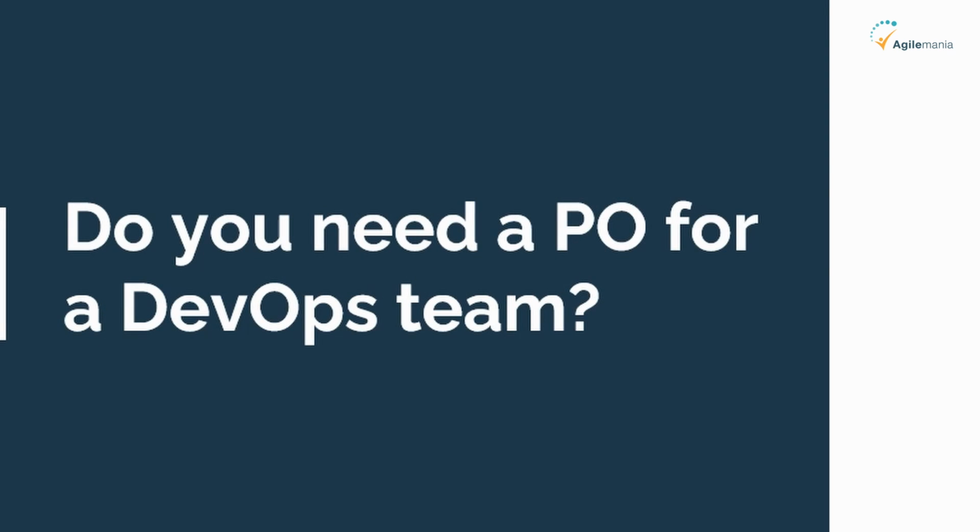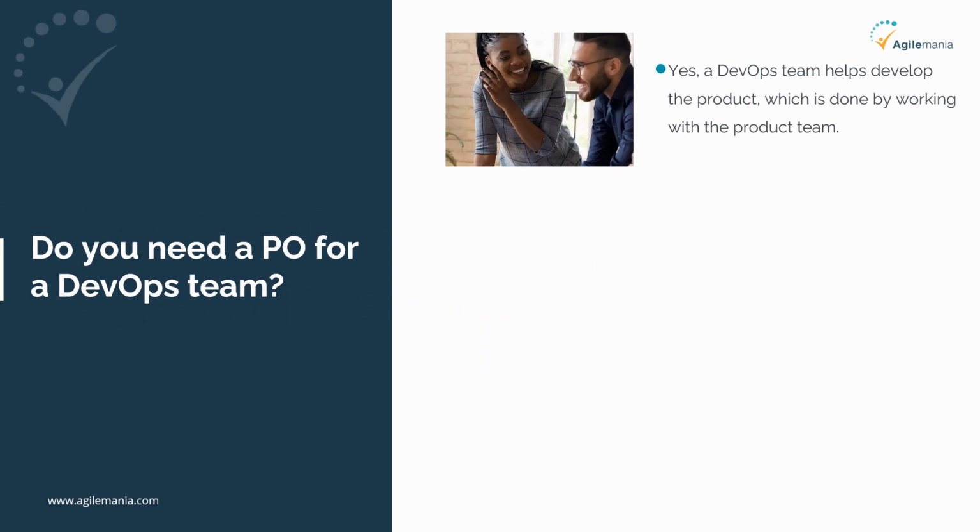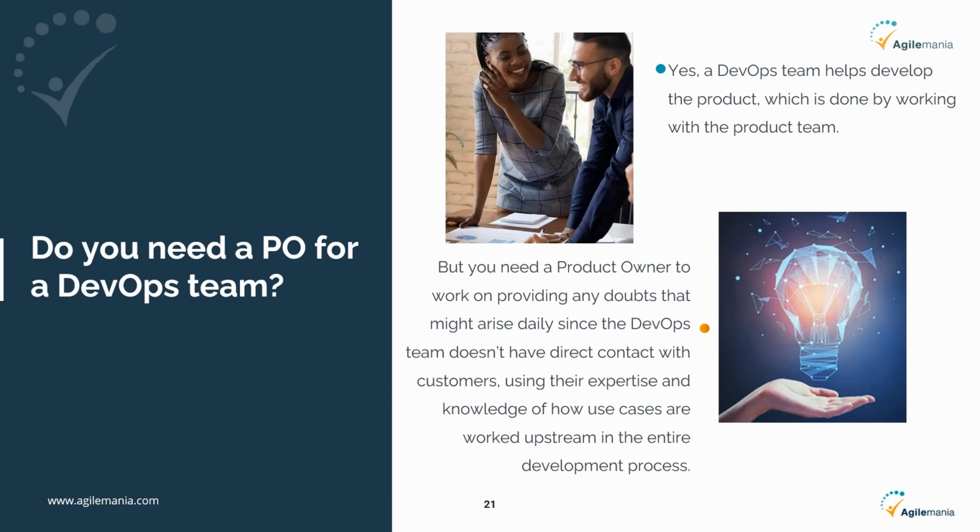Do you need a PO for a DevOps team? Yes, a DevOps team helps develop the product, which is done by working with the product team. But you need a product owner to work on clearing any doubts that might arise daily, since the DevOps team doesn't have direct contact with customers, using their expertise and knowledge of how use cases are worked upstream in the entire development process.